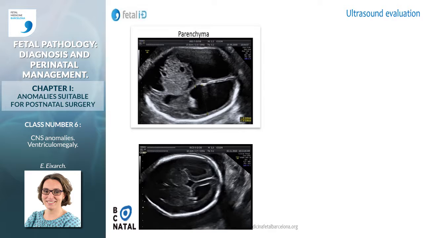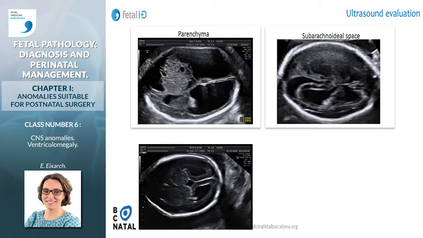The third thing will be to assess the posterior fossa. The ventriculomegaly associated with banana sign or lemon sign with collapsed posterior fossa will make us think of a neural tube defect. The ventricles are not just dilated but have this particular form, straight, with a sharpening form. This must make us think of a neural tube defect.